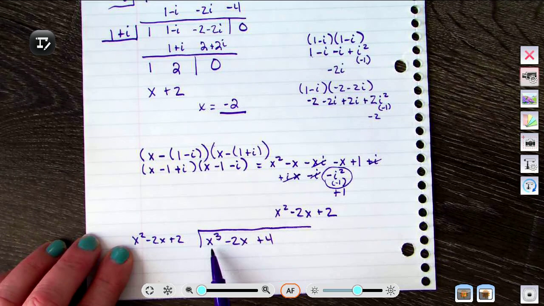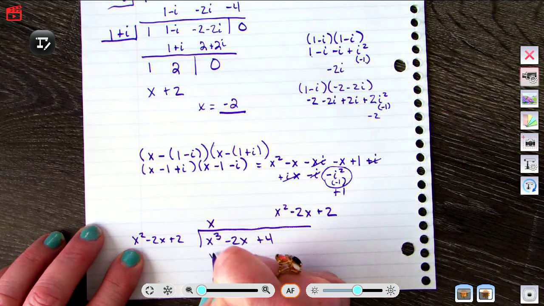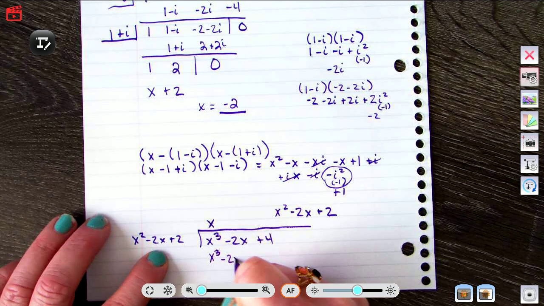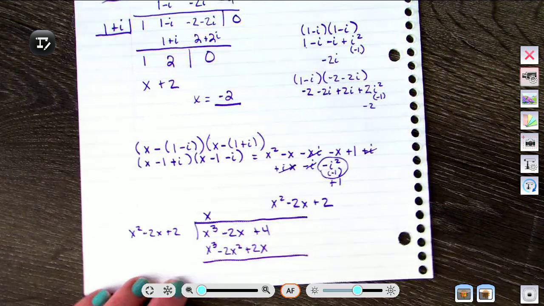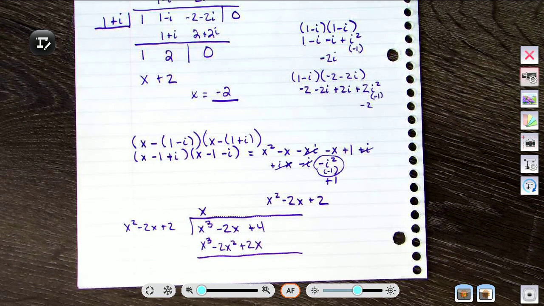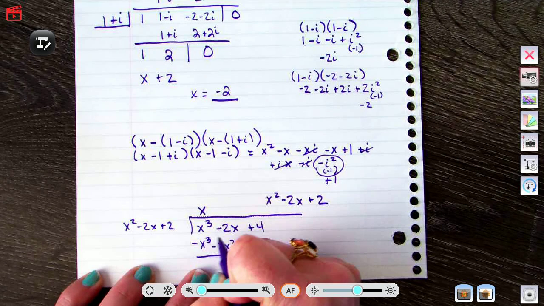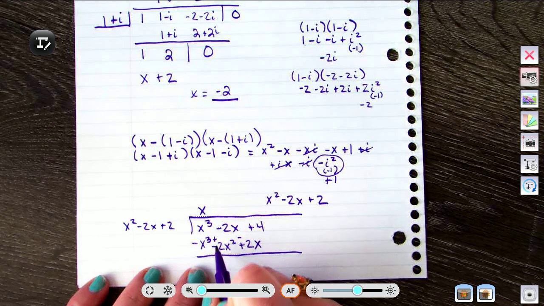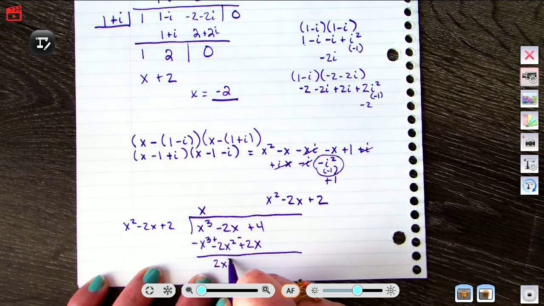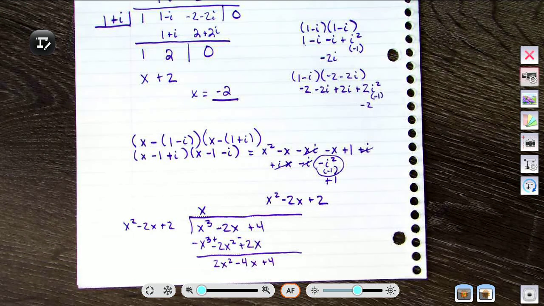So the x squared, to turn it into x cubed, we need an x. So that's going to give me x cubed minus 2x squared plus 2x. And it will divide it evenly because, after all, it is coming from zeros. So we should get remainders of nothing. So now we're going to subtract, which changes our signs. And I end up with 2x squared minus 4x plus 4.